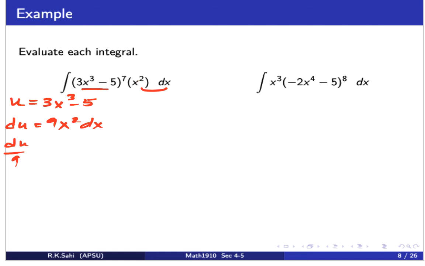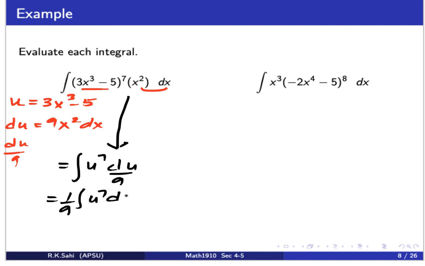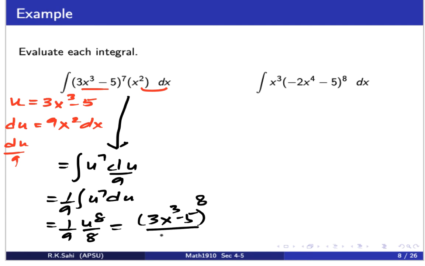So when we do the math here, guys, the integral is now equal to u to the power 7 times du over 9. Take the 1/9 and u to the power 7 du. You get 1 over 9 times u to the power 8 over 8. Replace the u by 3x cubed minus 5 to the power 8. 9 times 8 is 72, and the final answer, plus C.